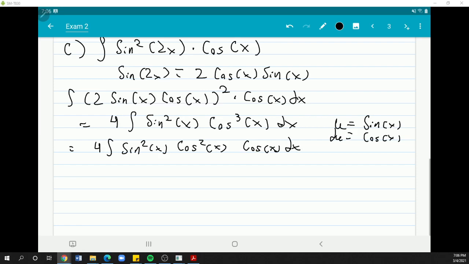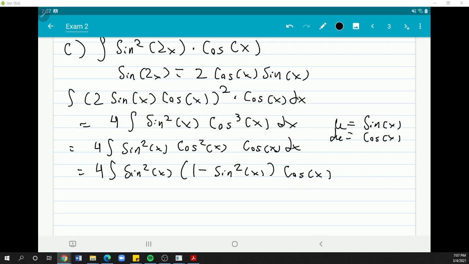And so what do I do from here? I say really, in reality, this is sine squared of x, and then cosine squared is 1 minus sine squared of x, dx. Except I forgot the cosine, the whole reason that I did this. And now everything's in the form of sine, so I can make this 4 integral u squared times (1 minus u squared) du, because cosine dx is du.